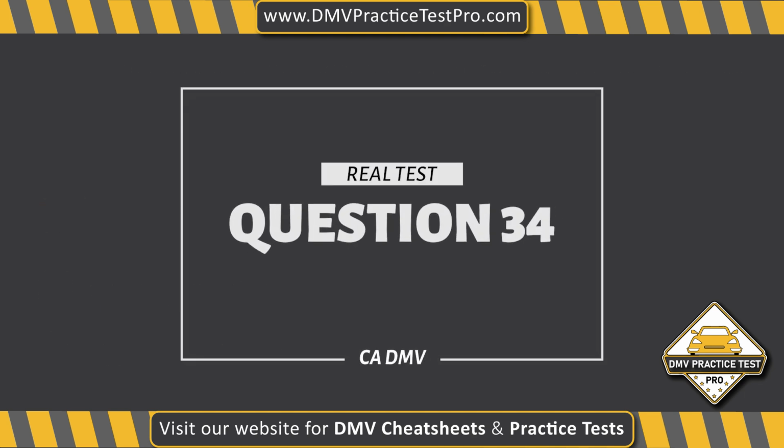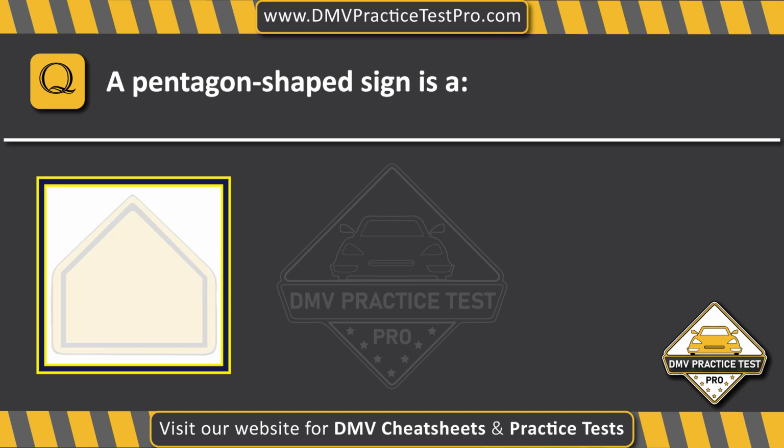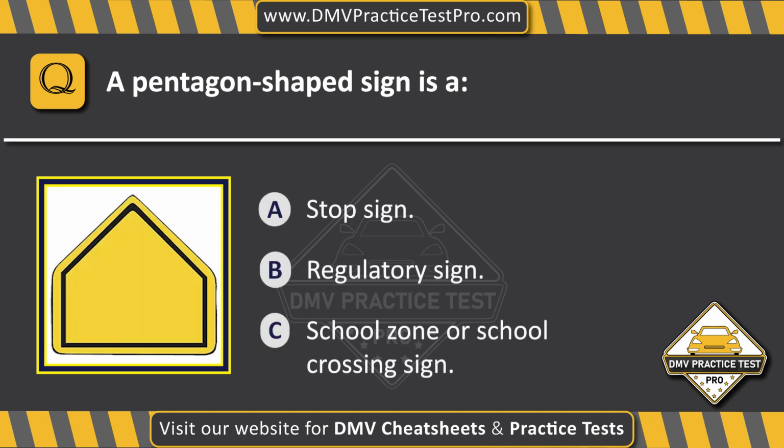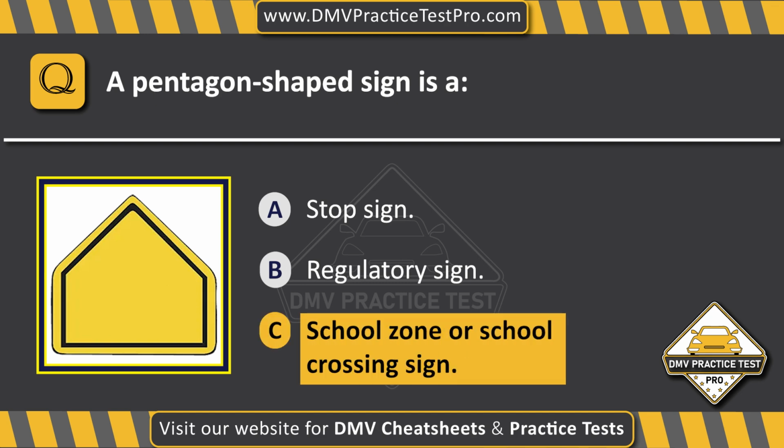Question 34. A pentagon-shaped sign is a: Option A. Stop sign. Option B. Regulatory sign. Option C. School zone or school crossing sign. The correct answer is Option C. School zone or school crossing sign.